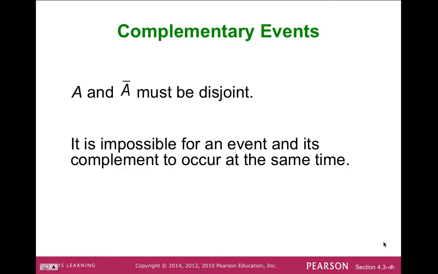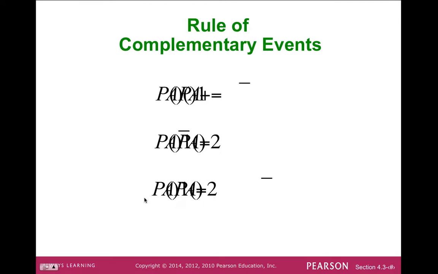So based on that, complementary events, which we discussed in the last section, meaning A and everything that is not A, must by definition be disjoint because it's impossible for an event, such as event A, and its complement, not A, to occur at the same time.